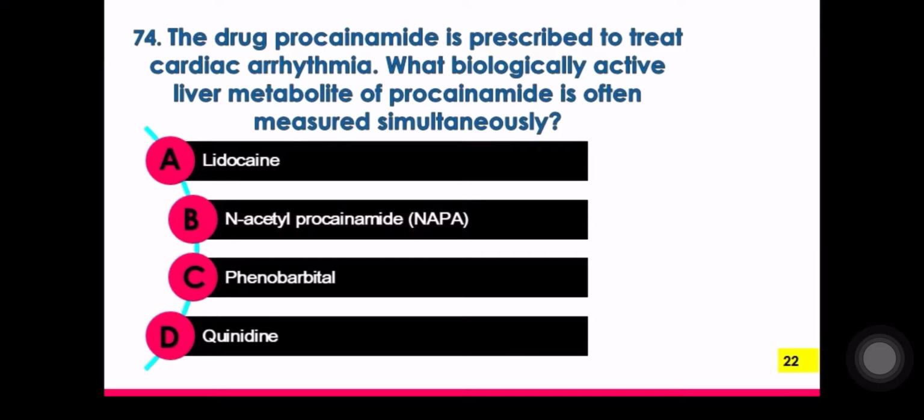Again, for number 74, drug procainamide is prescribed to treat cardiac arrhythmia. What biologically active liver metabolite is often measured simultaneously? Correct answer is letter B, NAPA po. NAPA is the active hepatic metabolite of the parent drug.